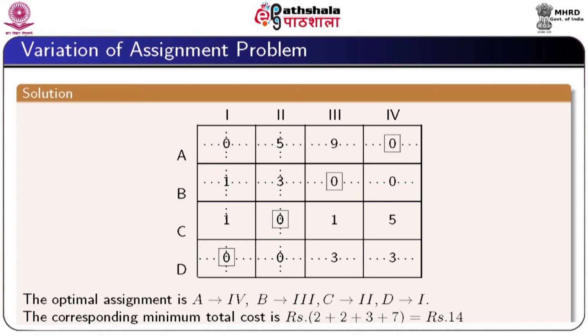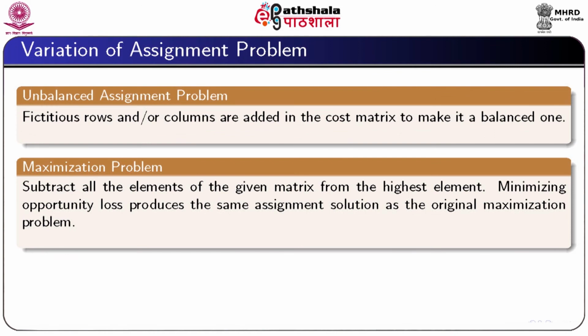And then we make the assignment as shown in the slide, which is the optimal one, and we get the total cost for the assignment, which is equal to 14. Now, we consider an assignment problem which is unbalanced. To make it a balanced one, we consider fictitious rows or columns in the cost matrix, and then we follow the Hungarian method to solve the problem.